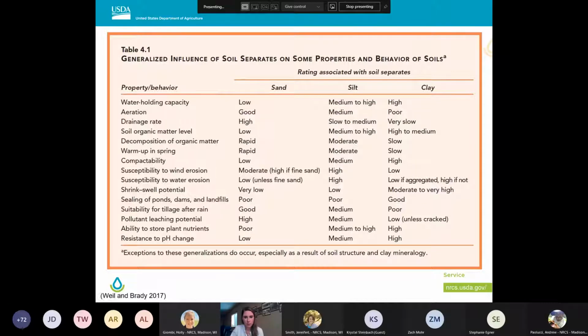This table does a really great job of showing how sand, silt, and clay separates influence different properties and behavior. As an example, if you're talking about water holding capacity, like we talked about before, sand has a really low water holding capacity, clay has a pretty high water holding capacity. So this shows how each of those particle sizes influences different behaviors in the soil.